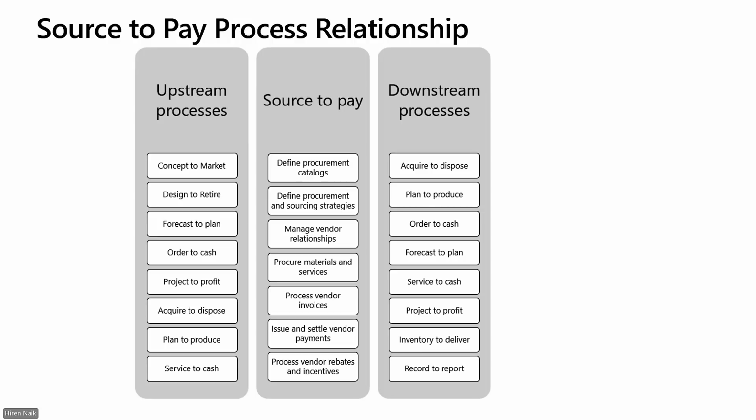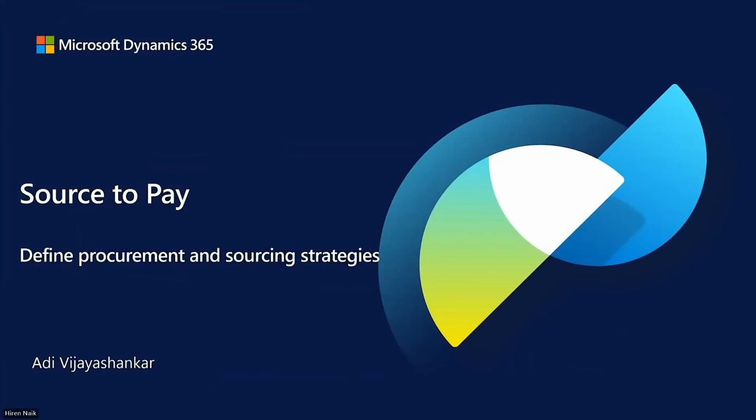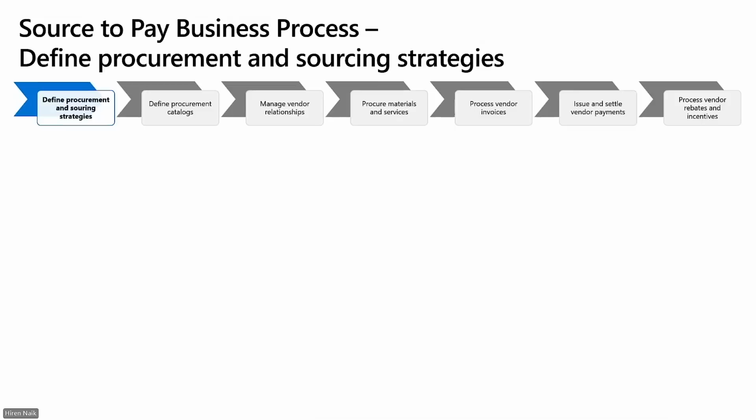Now let's talk about the first business process area in source to pay, define procurement and sourcing strategy. Defining procurement and sourcing strategy is a critical step at the beginning of implementation. This will continue to be refined over time as your business and operations change and evolve to support your organization's goals and objectives. Sourcing and procurement strategy are outlined for both materials and services that are needed within the organization.